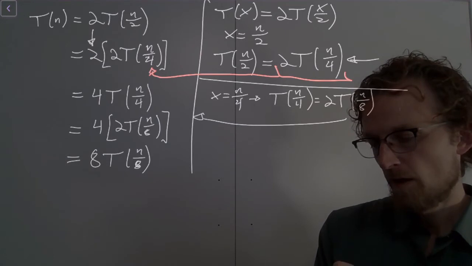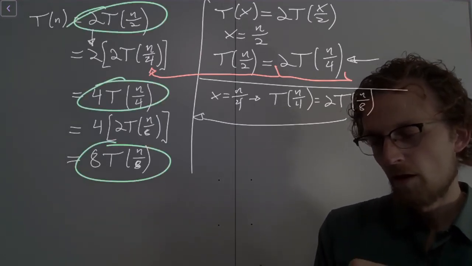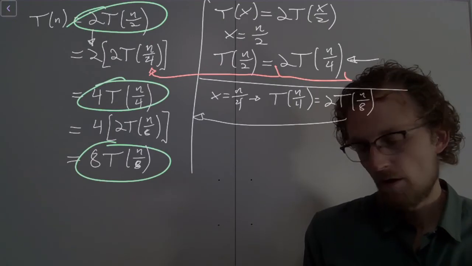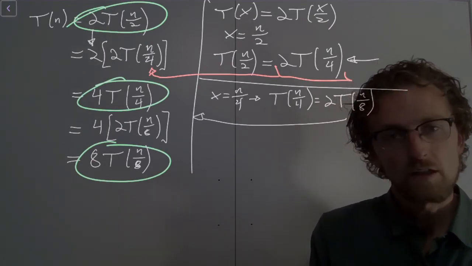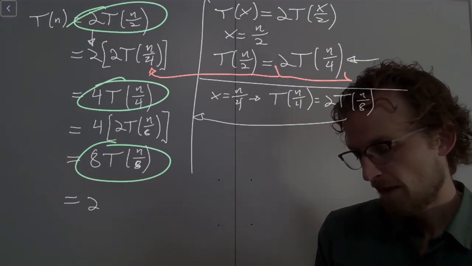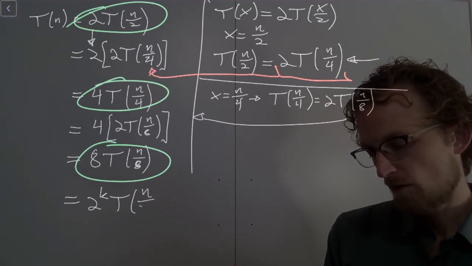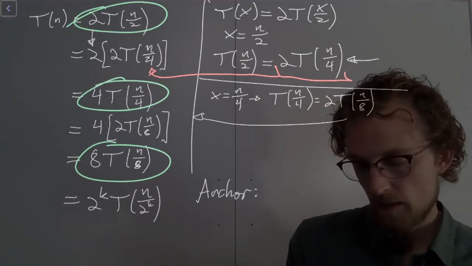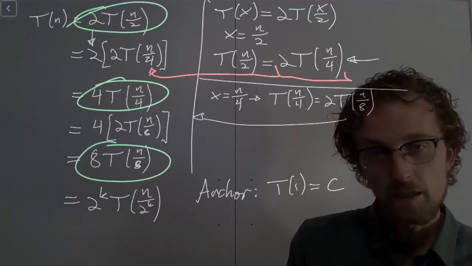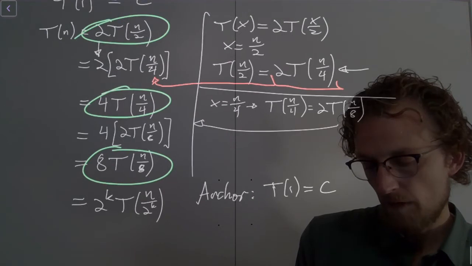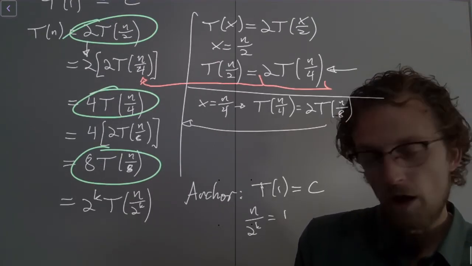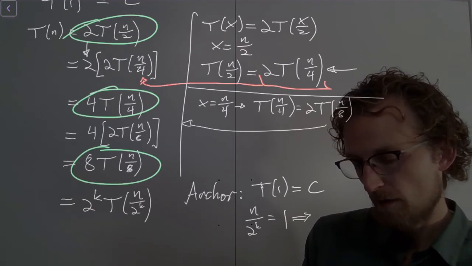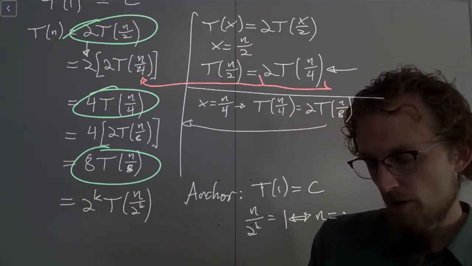The pattern is clear. Looking at those, the factor out front is increasing in powers of 2, and the factor in the argument is decreasing by factors of 2. So I have the pattern 2 to the k times t of n over 2 to the k. How do I anchor this? I bring back my base case, t of 1 equals c. So let me solve n over 2 to the k equals 1, to figure out how many times I have to recurse to get down to that input size. This gives me what we've seen many times already: n equals 2 to the k.